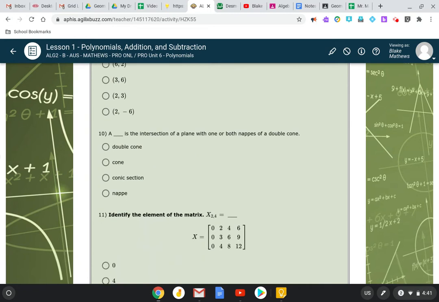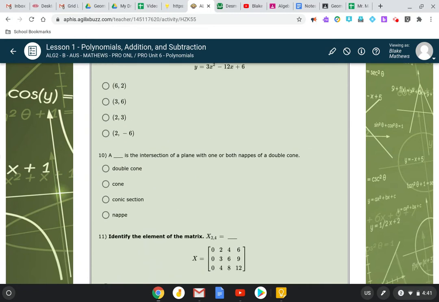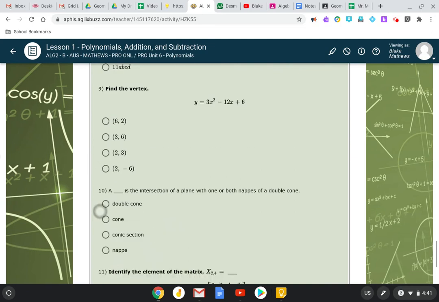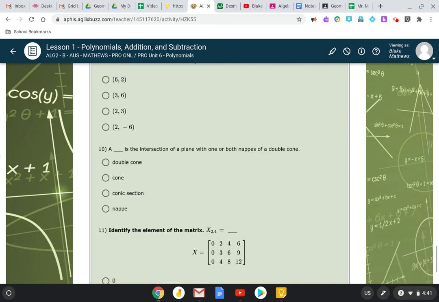I would recommend that anytime you have vocabulary words in your review questions, they're usually going to be at the end of the lesson, you just Google that. The intersection of a plane with one or both nappes of a double cone. Okay, so I'll tell you right now, it's conic section. So conic section, and it'd be worthwhile to Google that term and just see what it's referring to.